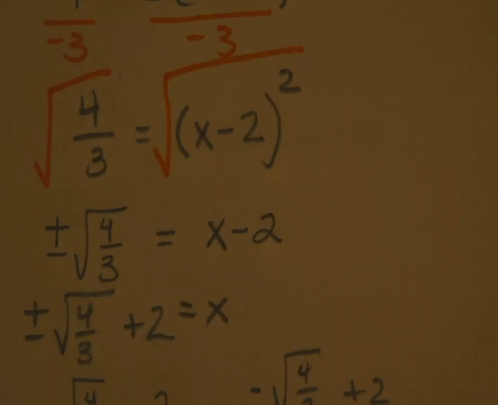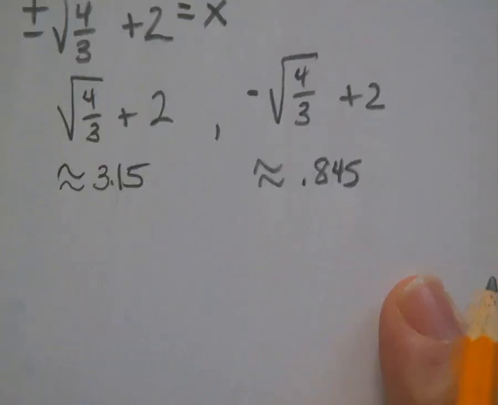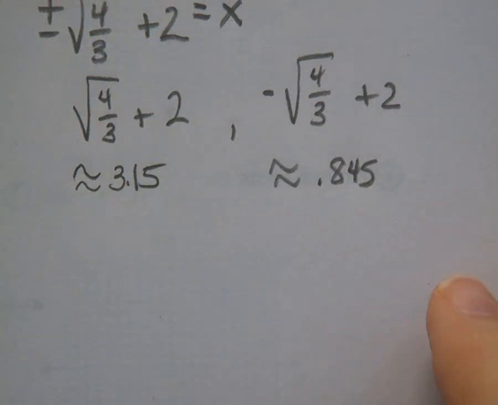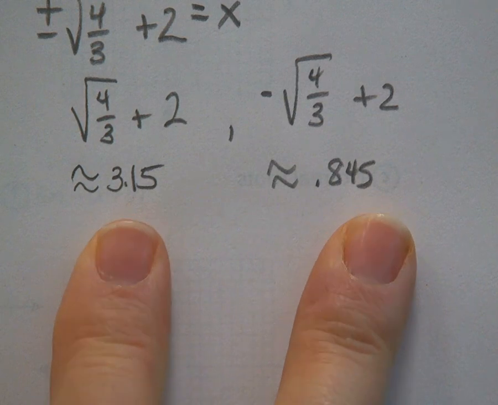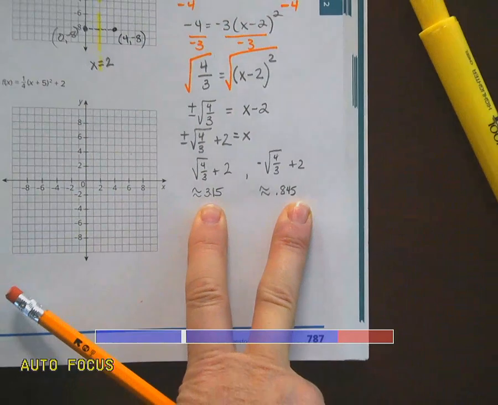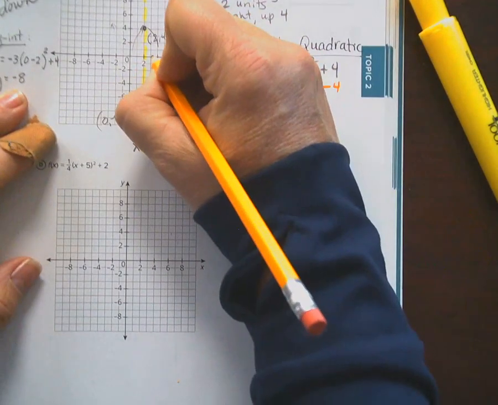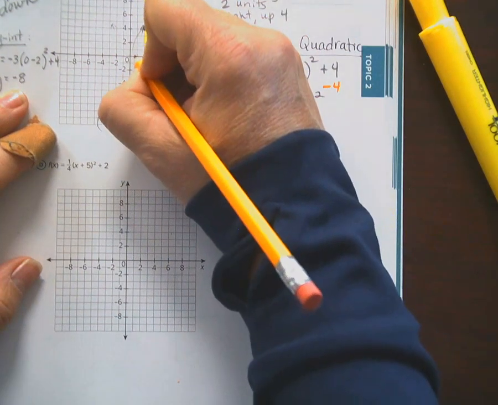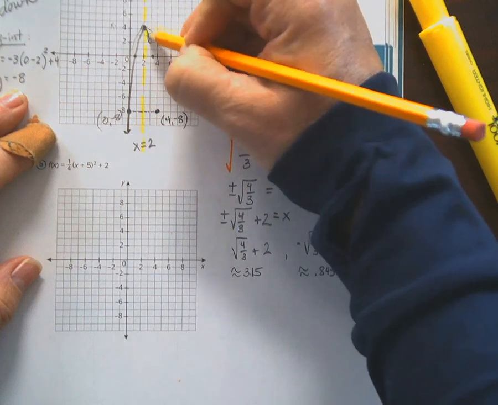And we get this. So there's our two answers. Remember, our axis of symmetry was at 2, so these two numbers are equally spaced on both sides of the axis of symmetry. So I'm going to go up here, a little bit past 3, a little below 1, and we now get our quadratic.